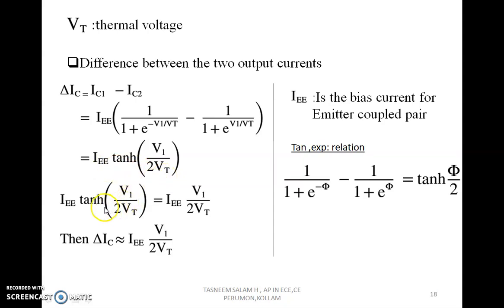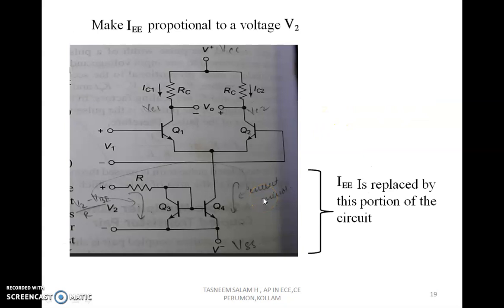So we can approximate this tanh V1 by 2 Vt as V1 by 2 Vt. Therefore, we can write it like this. Therefore, we will get delta IC is equal to IEE into V1 by 2 Vt. IEE is the bias current for the emitter coupled pair. So we can make this IEE proportional to a voltage.